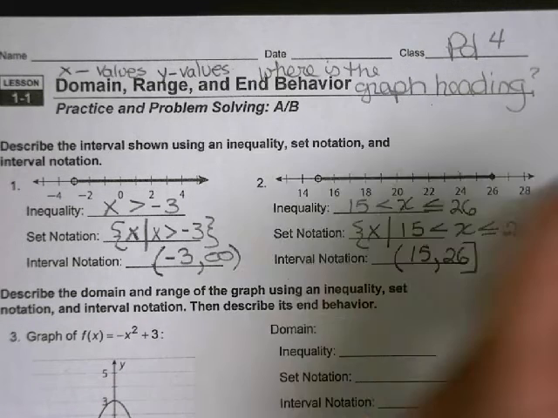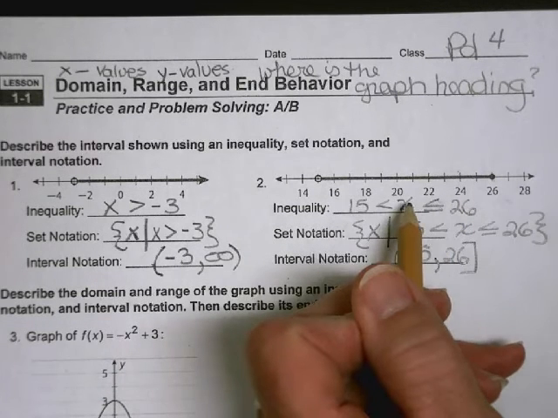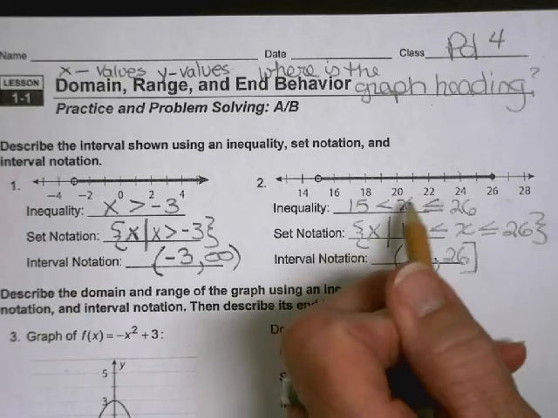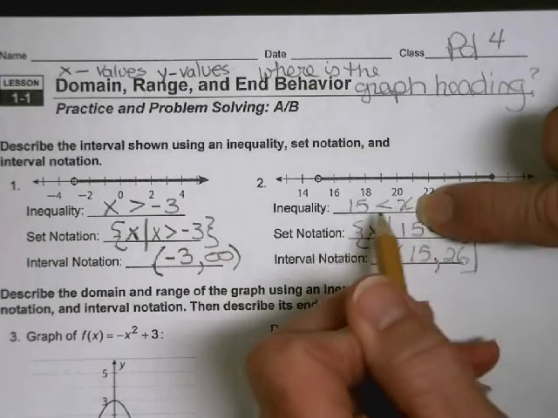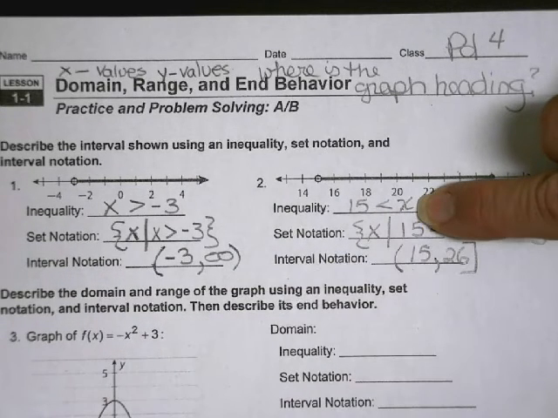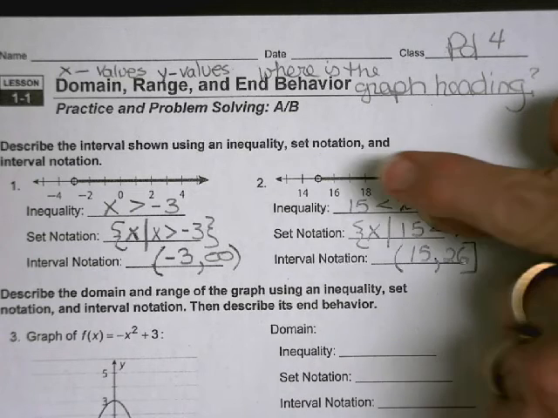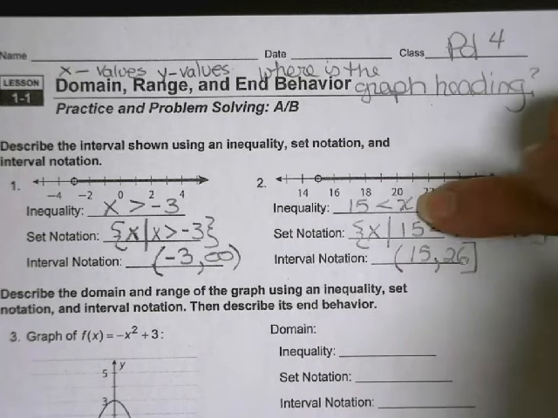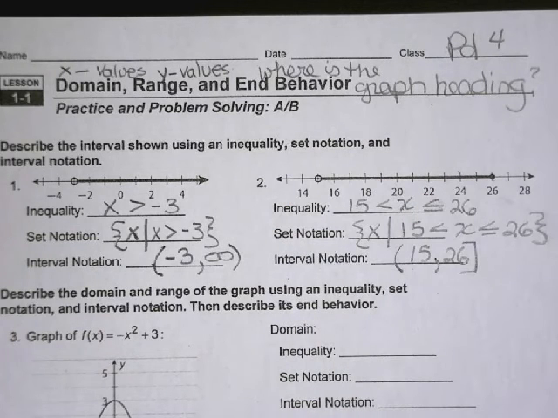Miss, how come 15 is less than the value? Oh, the value is between 15 and 26. So if you read it just like this, the value is greater than 15. Isn't that tricky? If you read it in math, you've got to be able to read left, right, up, down, sideways. It's crazy.